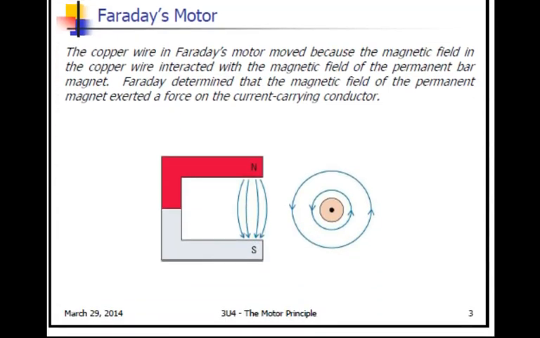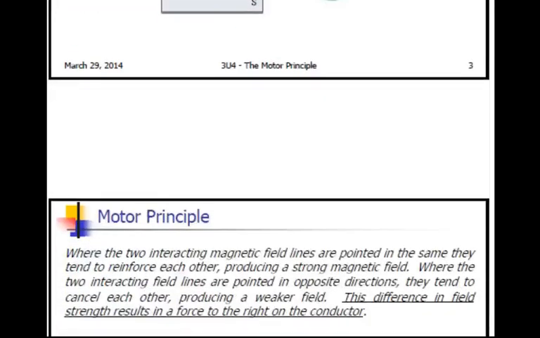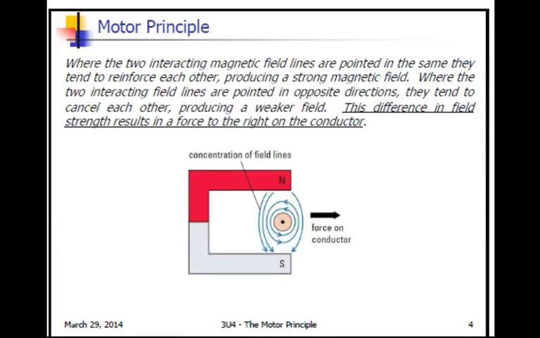So this copper wire in Faraday's motor moved because the magnetic field in the copper wire interacts with the magnetic field in the permanent bar magnet. And he determined that the magnetic field of the permanent magnet exerted a force on the current carrying conductor. So where the two interacting magnetic field lines pointed in the same way, they tend to reinforce each other, which produces a strong magnetic field. And where the two interacting field lines are pointed in opposite directions, they cancel each other out, producing a weak field. This difference in field strength results in a force to the right on the conductor.